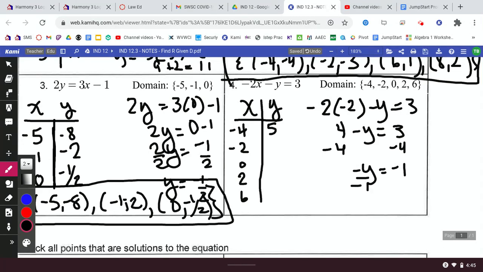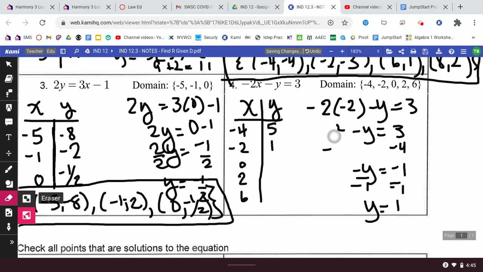And then again, we're going to divide off that -1. So we get y equals -1 divided by -1 is +1. So we fill that into our t-chart. Okay, now we can erase this work.